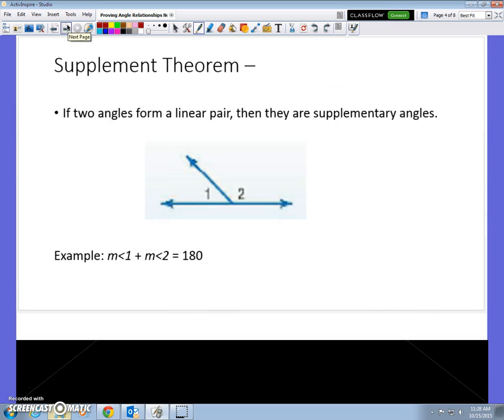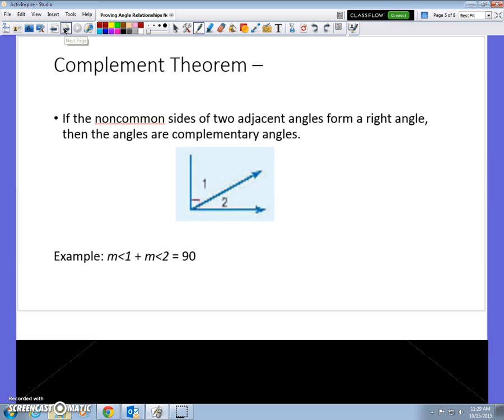The supplement theorem is something we've been talking about already. Basically it says if two angles are a linear pair, then they are supplementary. We know angle 1 plus angle 2, since they make a straight line, make 180 degrees. Complement theorem: if the non-common sides of two adjacent angles form a right angle, then the angles are complementary angles. That sounds really confusing. Basically, complementary angles add up to 90 degrees.